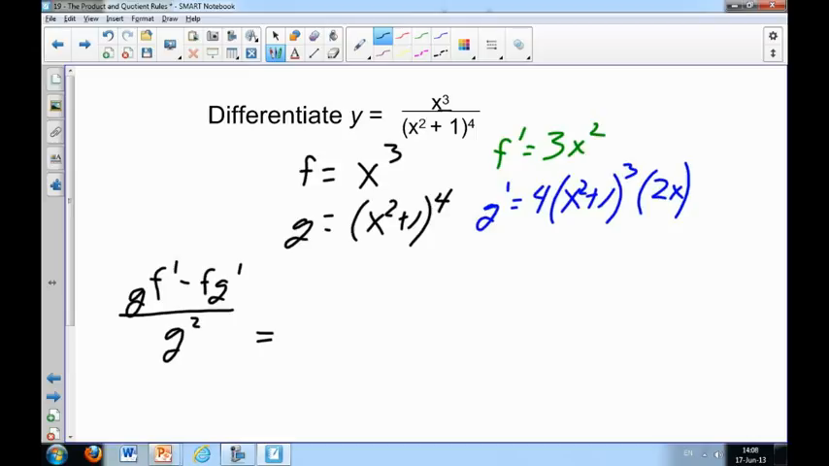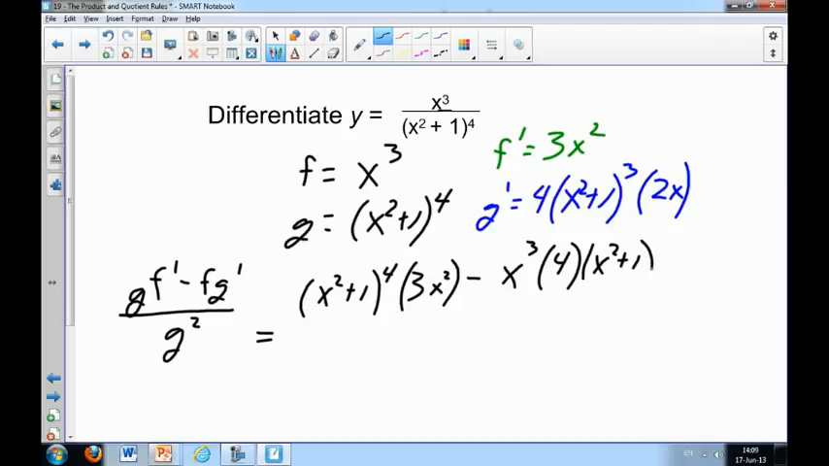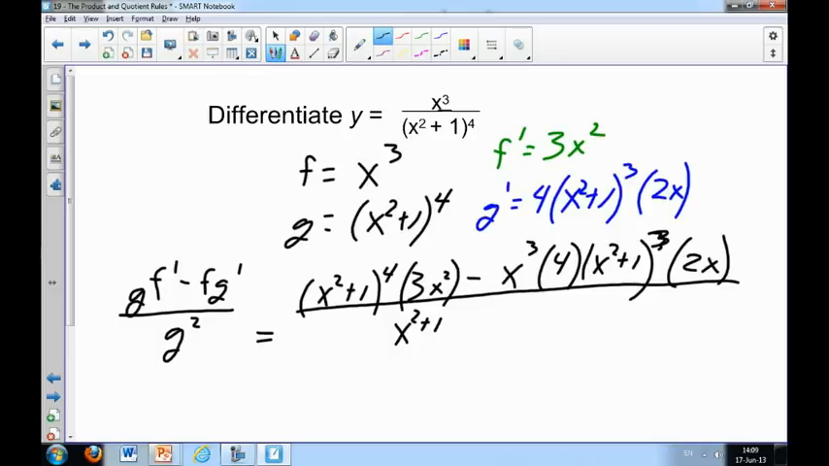So that's going to be, our g is x squared plus 1 to the fourth, and our f prime, I can leave it the same color, our f prime is 3x squared, minus our f, which is x cubed, times g prime, which is 4 times x squared plus 1 to the third, so 2x, all over g squared. And our g is x squared plus 1 to the fourth, but this whole thing is squared. So we end up with this.